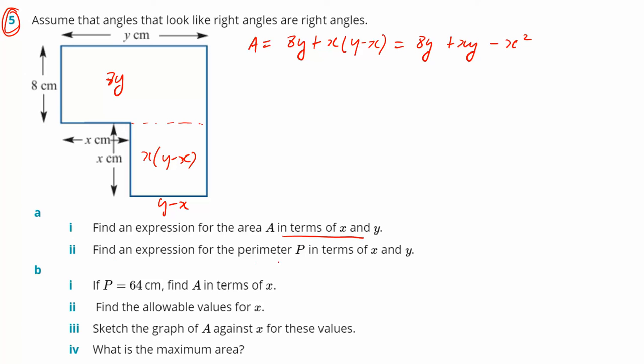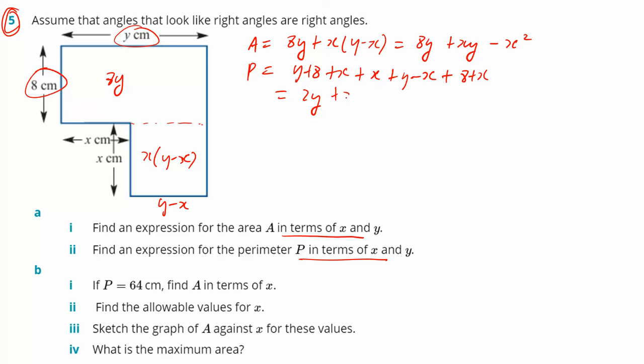Now, the second part: I want to find the perimeter in terms of x and y. So the perimeter will be given by all the sides added together. So y plus 8 plus x plus y minus x, plus I take from x, that takes from 8, so plus 8 plus x. So let's combine: we've got two y's, we've got two x's, because these x's cancel out, and then you've got 8 plus 8, which is 16.